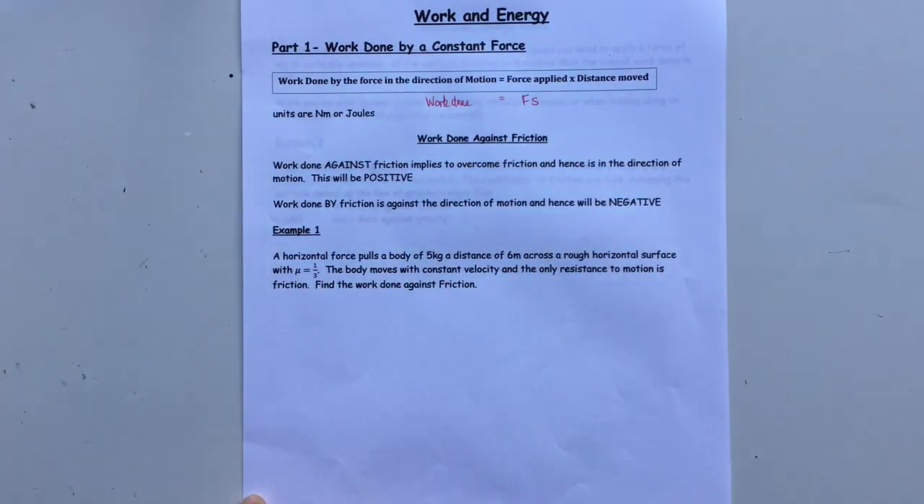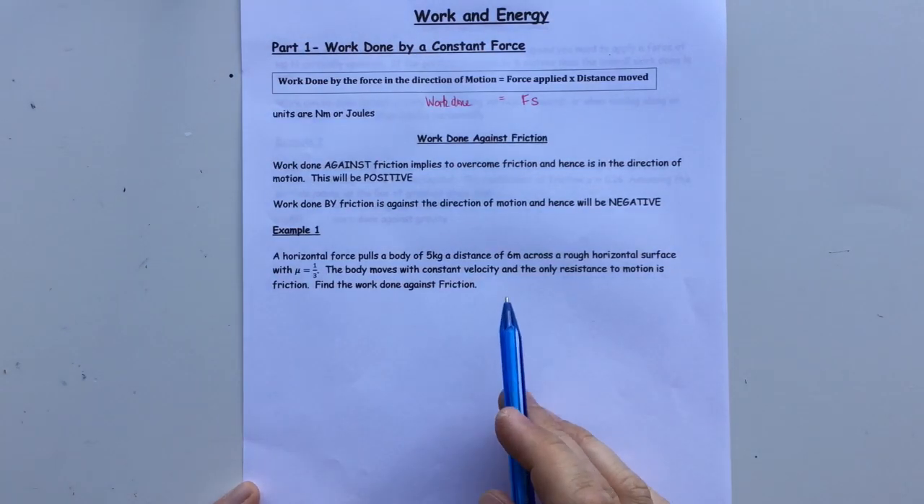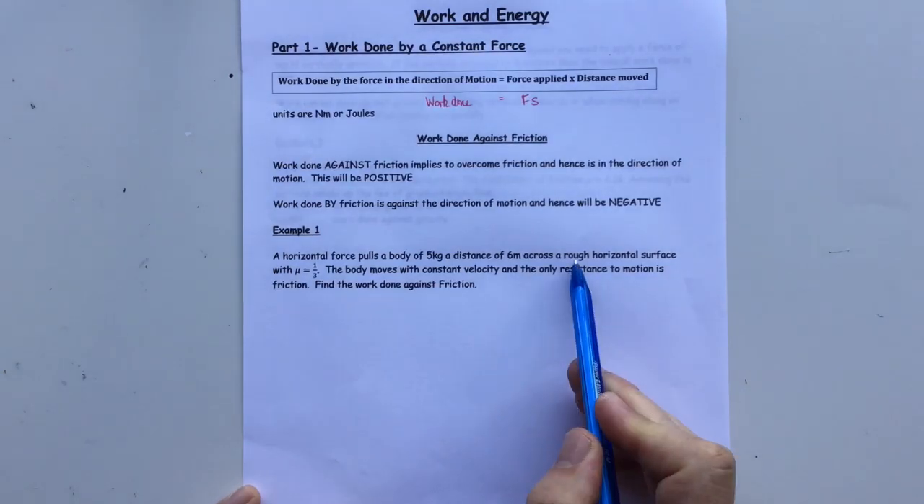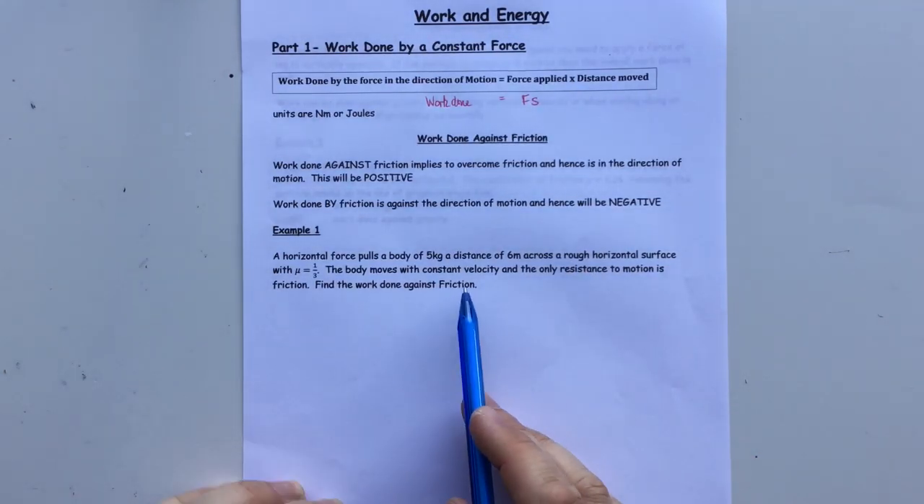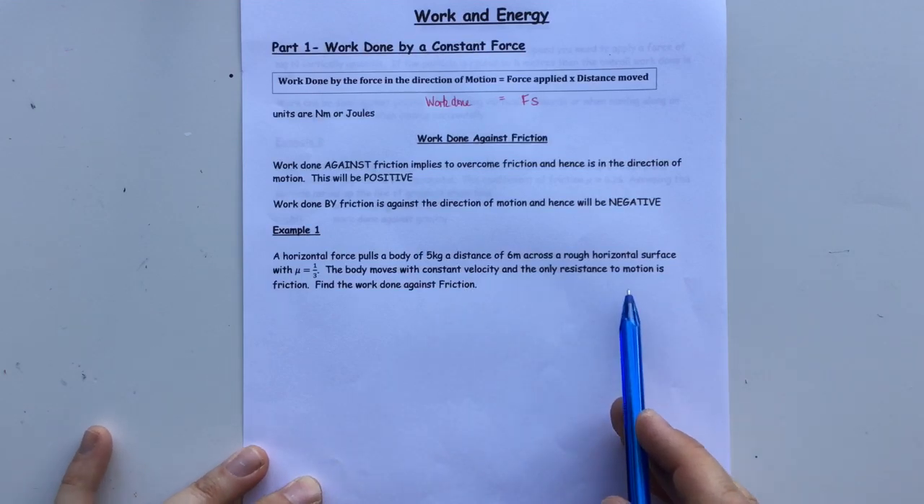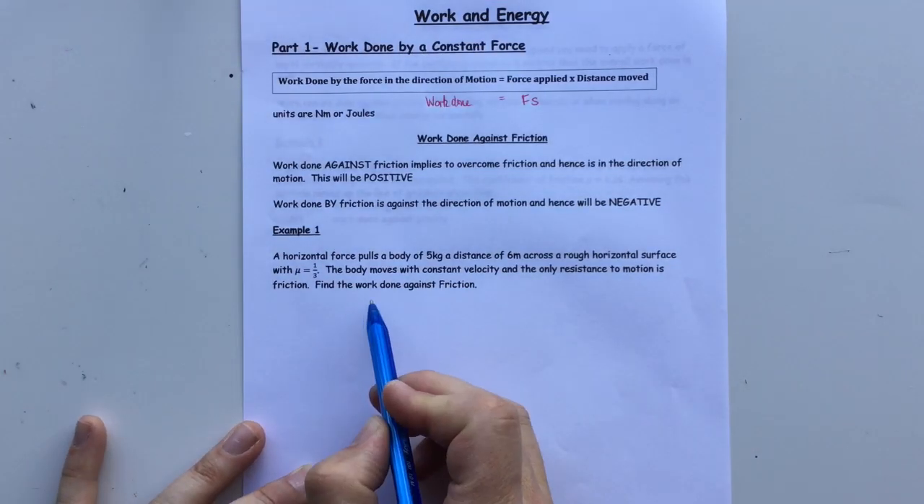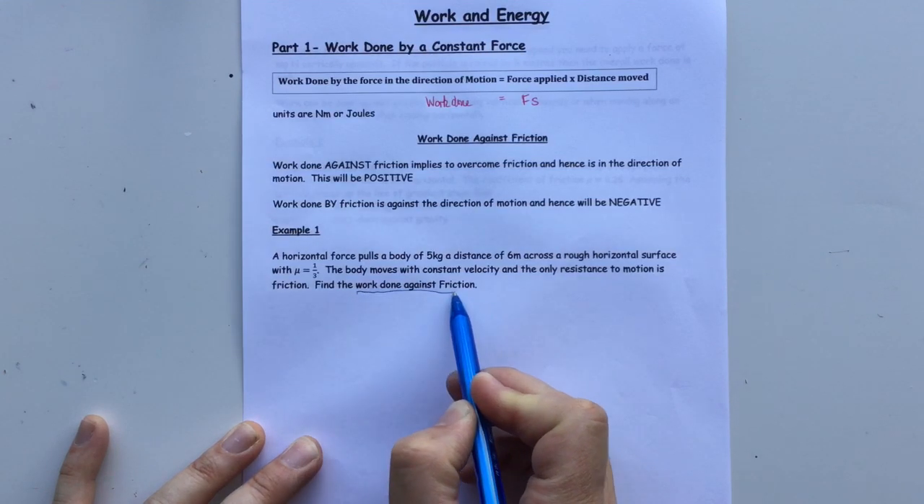So we have an example here. A horizontal force pulls a body of 5 kilograms a distance of 6 meters across a rough horizontal surface with mu is 1/3. The body moves with constant velocity and the only resistance to motion is friction. Find the work done against friction.